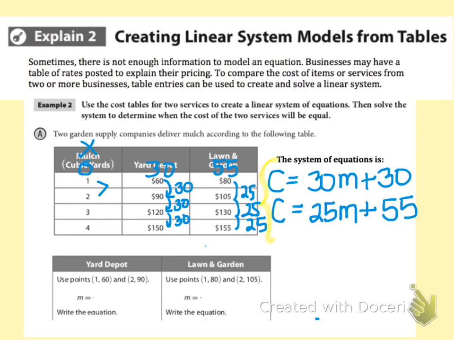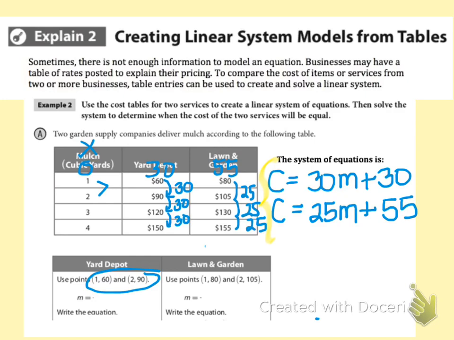Now another way you could do this is back to when we first started looking at writing equations for lines. You could have taken a pair of points like we did down here for Yard Depot. We took 1 cubic yard is 60, 2 cubic yards is 90. You could calculate the slope, and you could go through writing the equation for the line using slope-intercept form. You could also do that here with the lawn and garden and do the exact same thing.